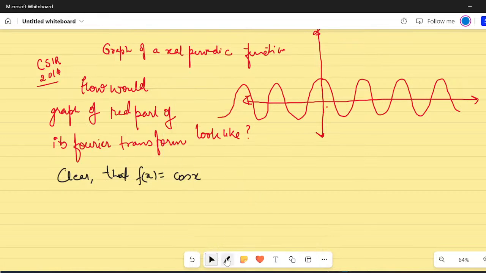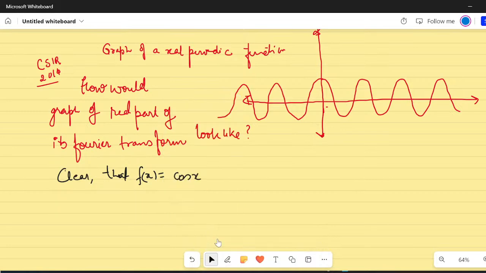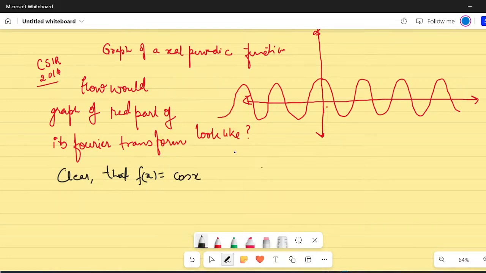So we are making a tentative graph. Okay, so I know this is cos of x. I have to find the Fourier transform of cos of x. So what would be the Fourier transform of cos of x? I can write cos of x as e to the power iota x plus e to the power minus iota x divided by 2.